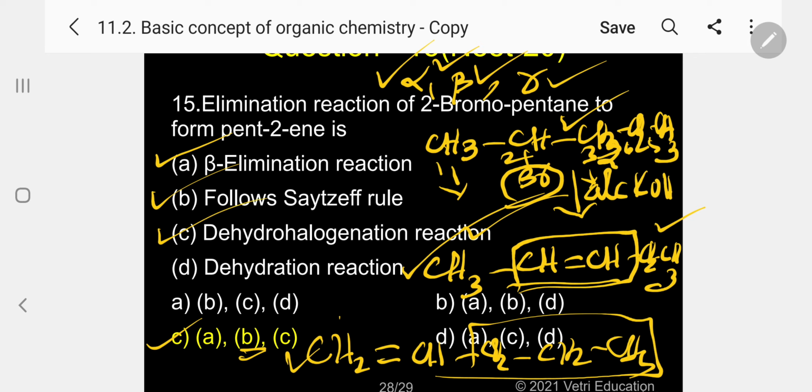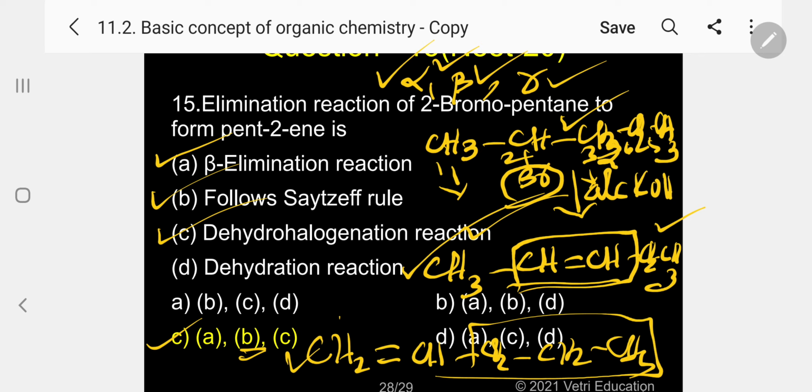Dehydrohalogenation. What is the meaning of dehydrohalogenation? Removal of hydrogen and halogen. That is dehydrohalogenation. In this case, hydrogen and bromide is getting eliminated. That's why it is the dehydrohalogenation reaction.